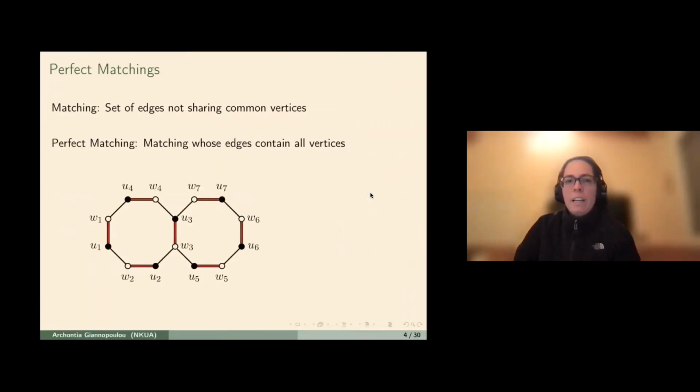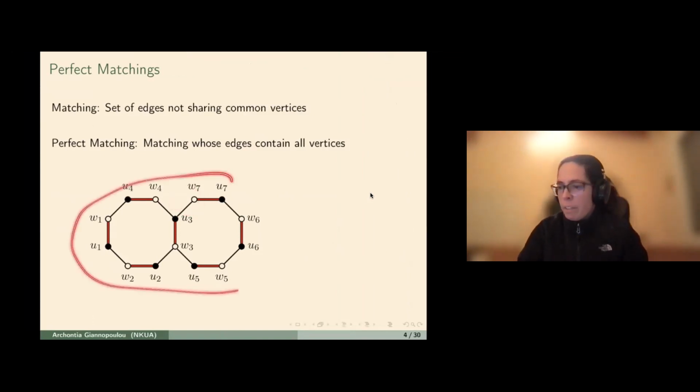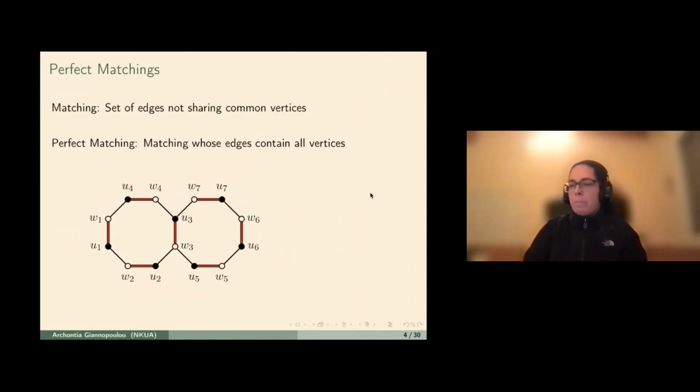So to make clear, we all know a matching in a graph is a set of edges that do not have any common vertices, and it is a perfect matching if every vertex of the graph is covered by some edge that belongs to the matching. Okay, so this is our setting: graphs that have perfect matchings and are bipartite.